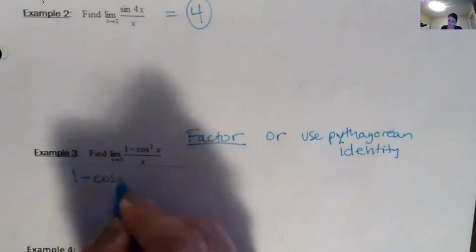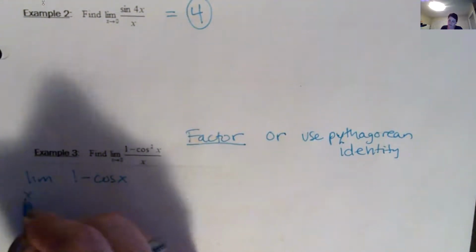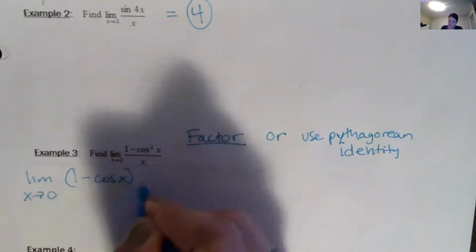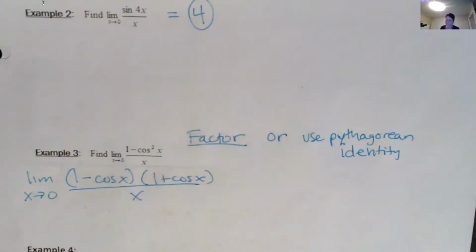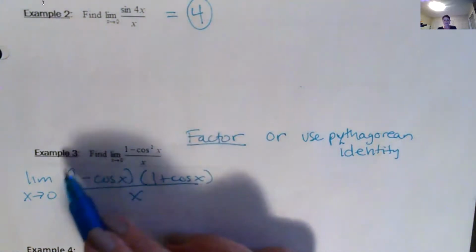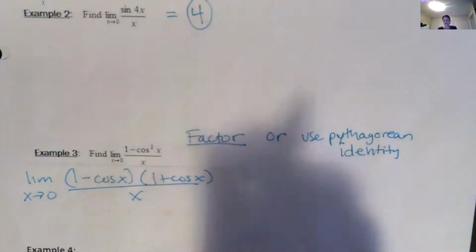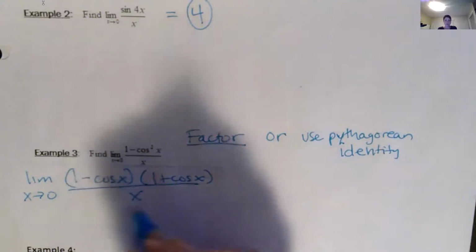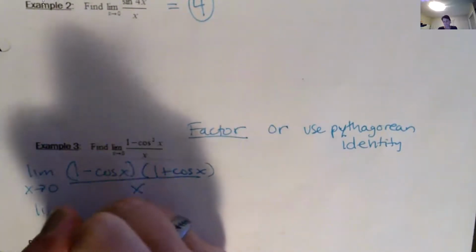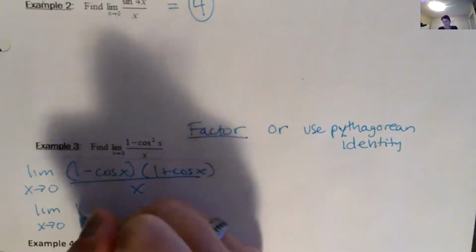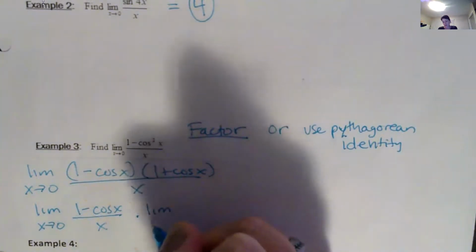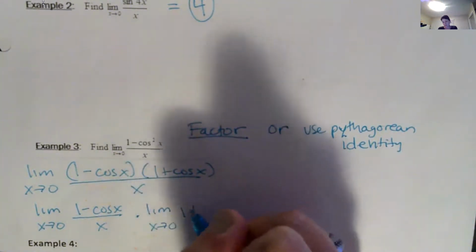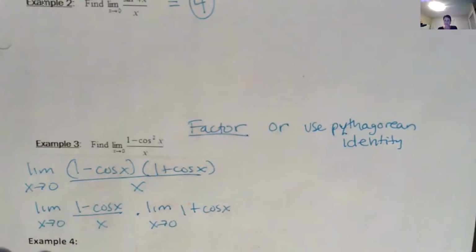1 minus cosine x, 1 plus cosine x, over x. All right, so the limit is right here, right? The special trig limit. And again, we can use the properties right here. It's a product, and I can evaluate each one of these.